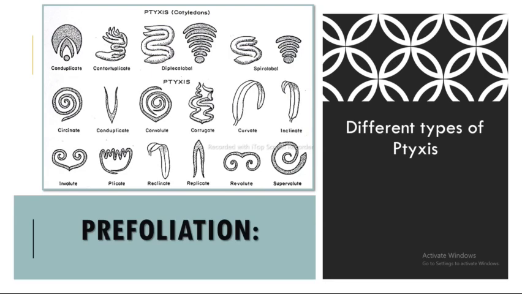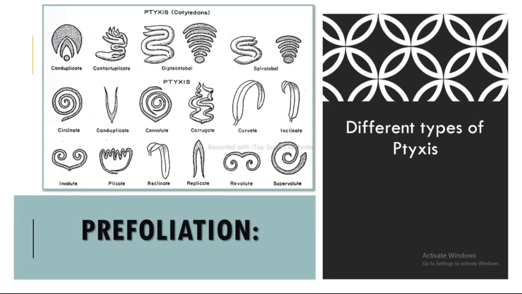The first type of cotyledon ptyxis is the conduplicate. Conduplicate means the cotyledons are folded lengthwise along the midrib, with one cotyledon covering the other and the inner cotyledon covering the hypocotyl, as shown in the figure. The second type of cotyledon ptyxis is the contorted. Contorted means with weirdly folded, corrugate cotyledons.